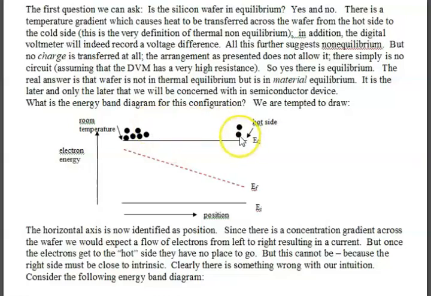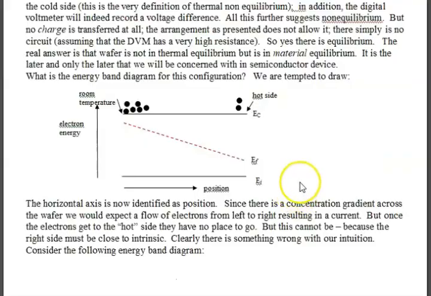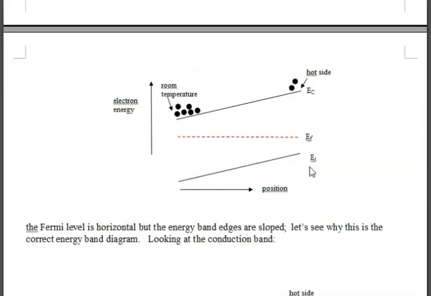But then we ask the question, what happens when they get over here? Well, there's no place to go. Not only that, since the temperature here is about 300 or 400 degrees Celsius, this is maintained at a low number of electrons in the conduction band. So this cannot be right. So let's put a big X through that. That is the wrong energy band diagram. So when we've exhausted all the possibilities of what can't happen, let's try something that is a little different.